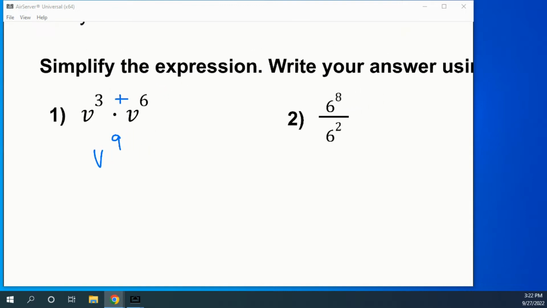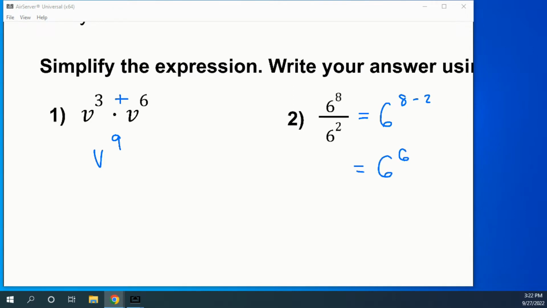For number 2, 6 to the 8th over 6 squared. Because we have a division problem here, you're going to take 6 to the 8 minus 2. You just subtract them. Do not divide 6 divided by 6. All you're going to have here then is 6 to the 6th power.